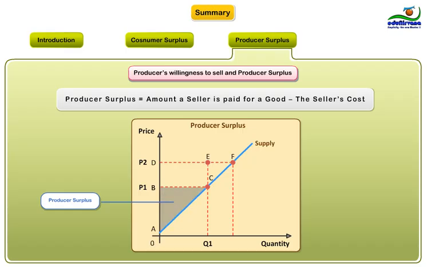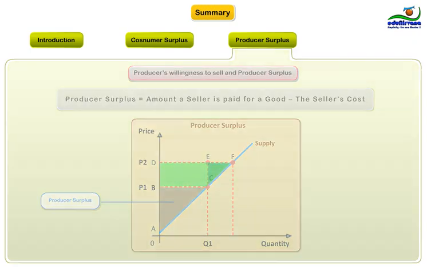The triangle ABC represents the initial producer surplus. The triangle CEF represents the producer surplus to new producer. The rectangle BCED represents the additional producer surplus to the initial producer.